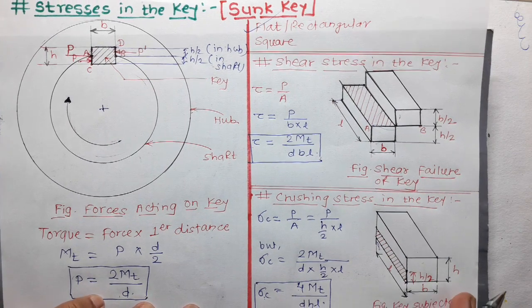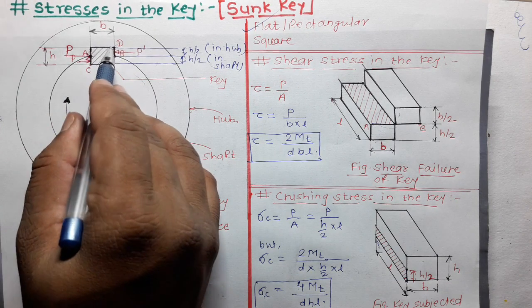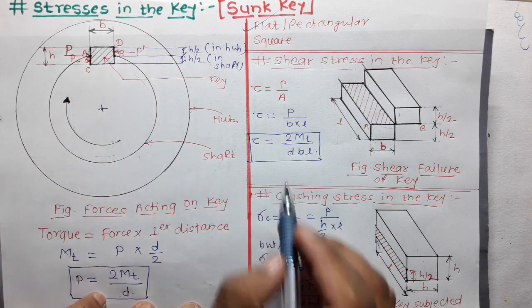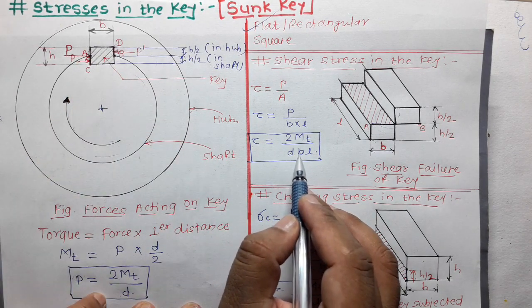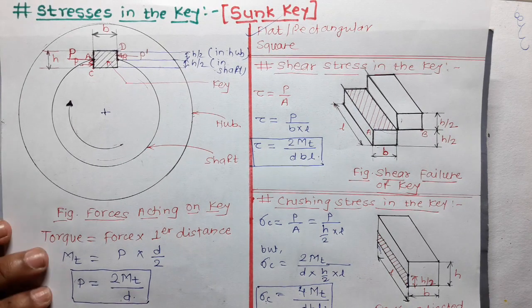If you assume that this is a square key, then for a square key the width B and height h are the same. So if you put B as it is, twice Mt upon d B l is the shear stress. If you replace h by B, because h and B are the same for a square key, this equation becomes 4 Mt upon d B l. So you can consider this while solving numericals.